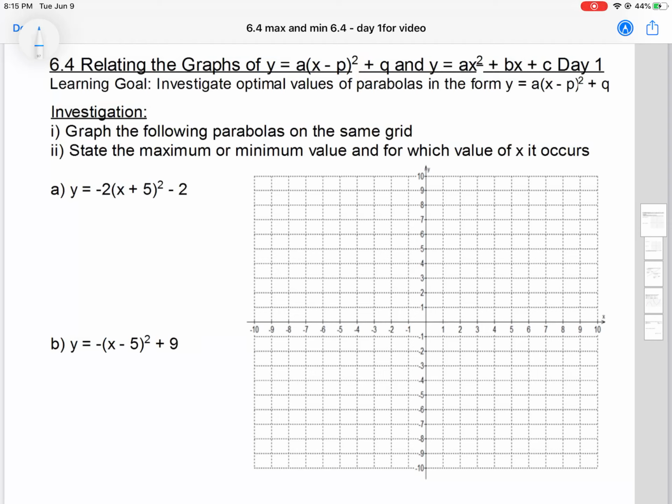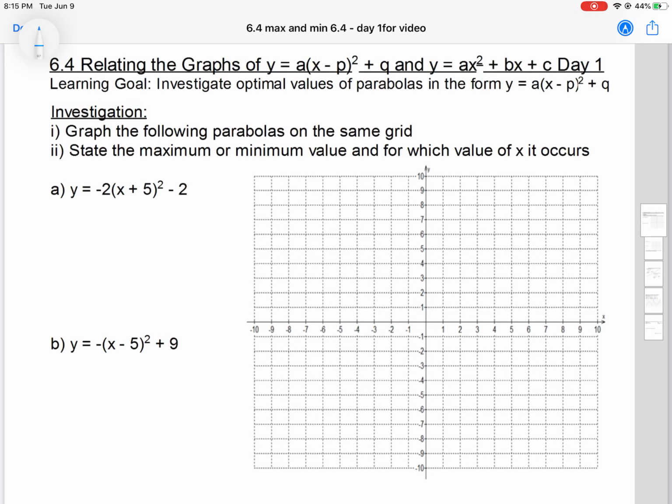Okay, so we're going to split 6.4 into 3 days. So this first day, we're just going to look at how you can use vertex form to talk about the optimal value in a parabola, or the maximum and minimum value. And so that is going to be important for when we do 6.5, which is the word problems.